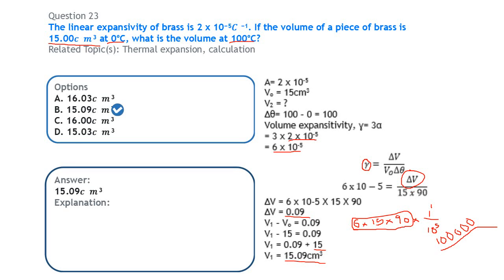Now the original volume is this. The volume now changed by is 0.09. You can see this is positive, it's not minus. That means that there's an increase in the volume. That means that the new volume is now going to be what? The original volume plus this increase here, which is 0.09. So this becomes 15.09 centimeter cube.